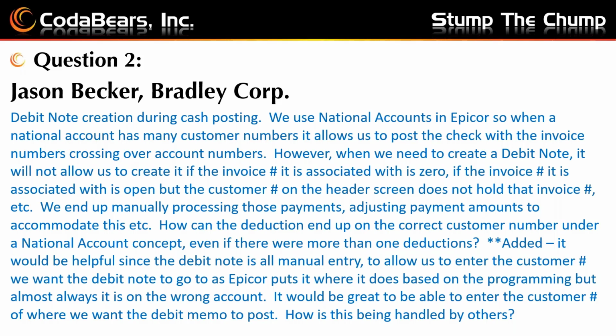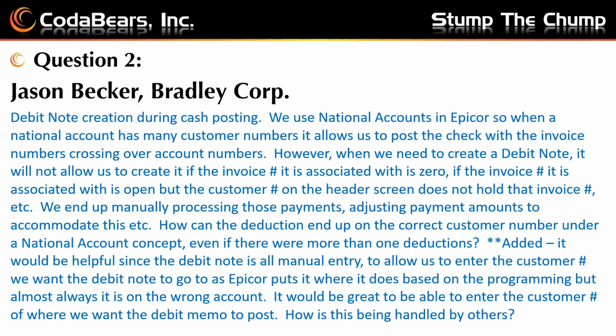Basically, the issue we run into is when we're processing a payment. We use national tiering, so we have parents and children, and what we find is that Epicor requires, when the text file comes in from the bank, it picks up the first line item and uses that as the customer number on the header screen of the cash receipt entry. That's no problem when it's applying all of the invoices. It just becomes an issue when that customer has taken a deduction on that remittance that's not related to that customer number. It forces it to put that debit note onto the wrong customer.